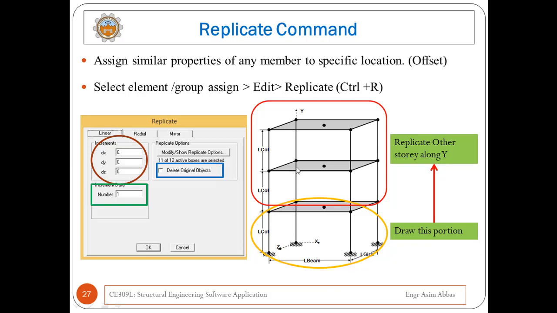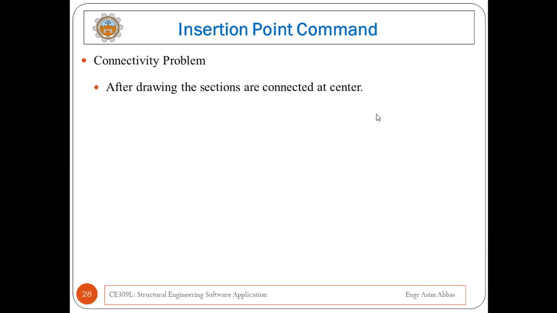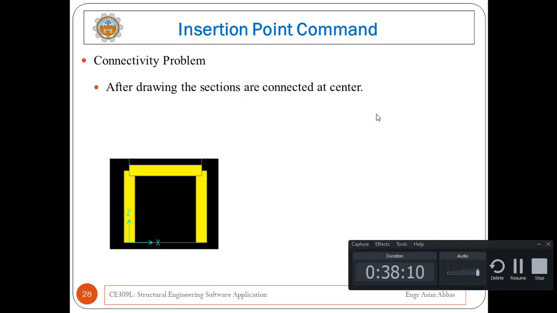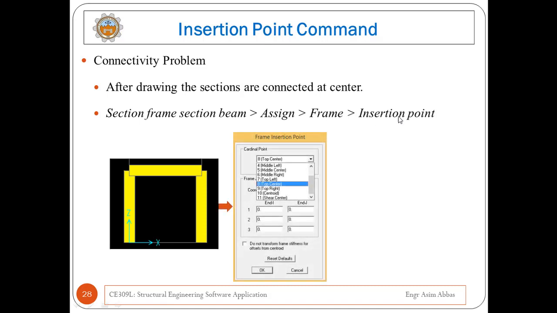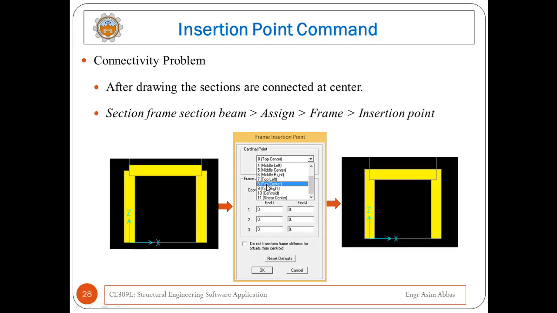Okay, now the insertion point command. Actually, when you draw your section, all the sections are connected at the center. It is connected at the center like this, but really the elements are connected at the tops. So how will you change this connectivity? For that, select the frame section, beam or column, then go to Assign, then Frame, then click on Insertion Point. For this particular case you will select top center. When you click on top center, the connectivity will be changed accordingly.